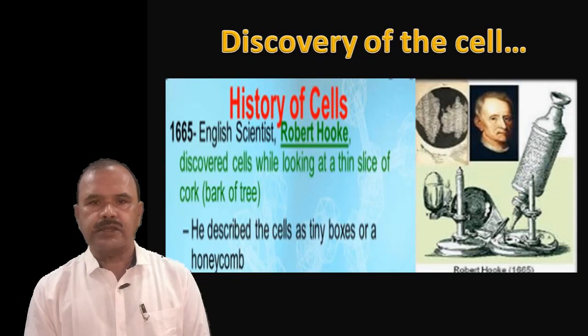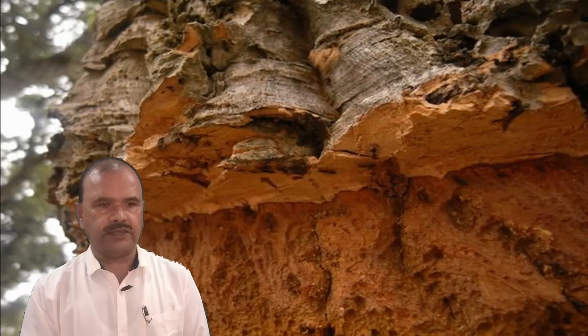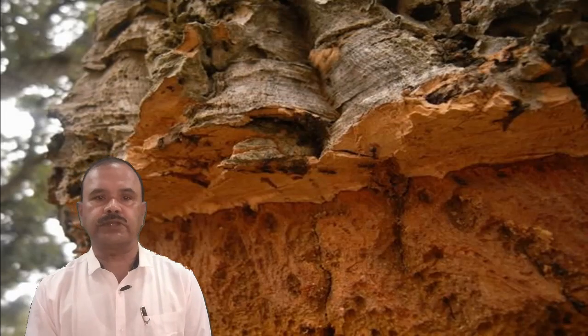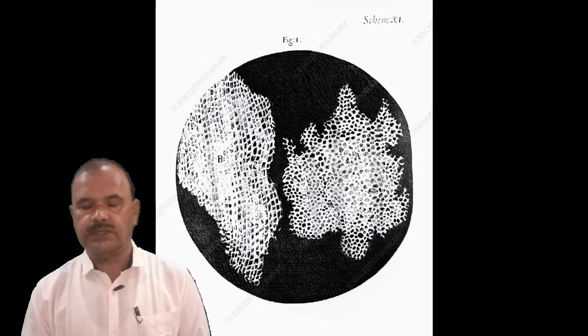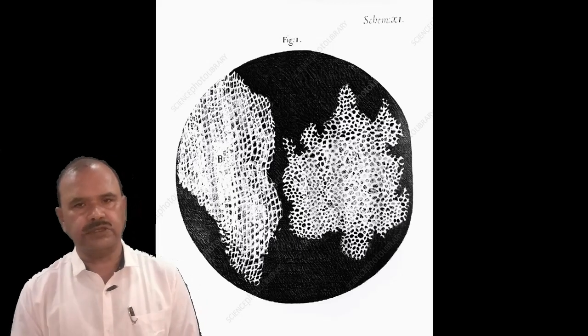He took a cork slice. I want to tell you, cork is the material which is obtained from the bark of a tree. He took that slice and observed it under his self-designed microscope, which is visible to you on the screen also. When he watched that cork slice under the microscope, he observed certain small box-like structures, just like a honeycomb, and he gave the term cell to such boxes.